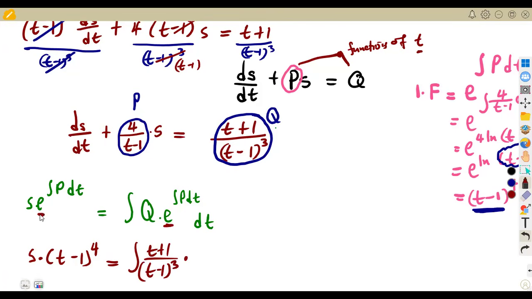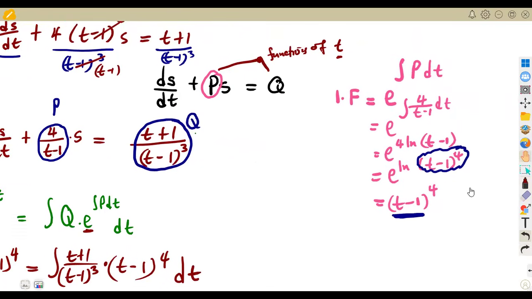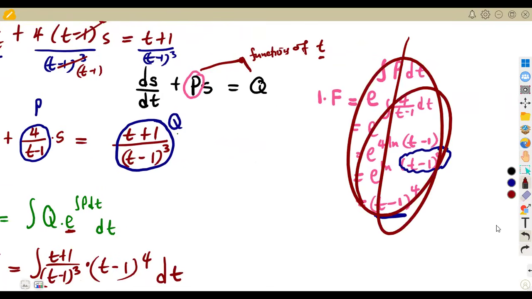This e is the same as this e that we have, which is our integral factor. So we're going to substitute again our integral factor, (t minus 1) to the exponent of 4, with respect to t, because everything here is of t. So we are going to integrate that with respect to t. That is the role of the integral factor. Once you have this, we are done.